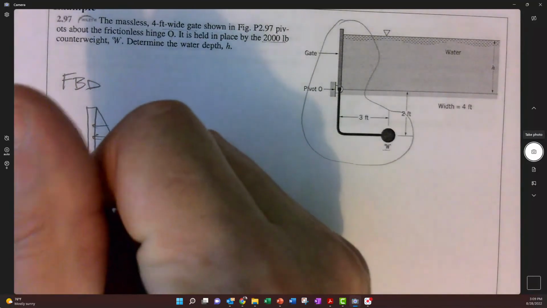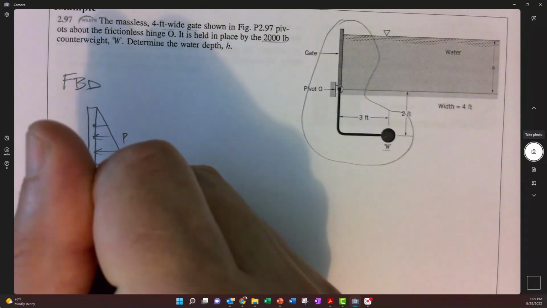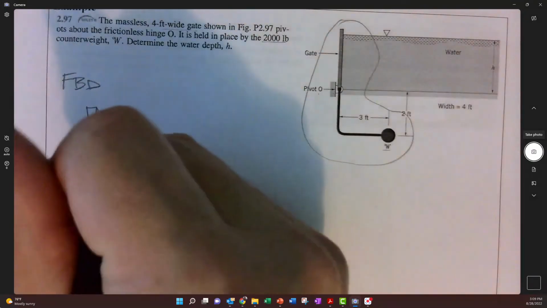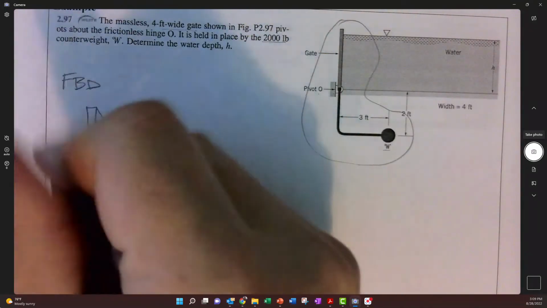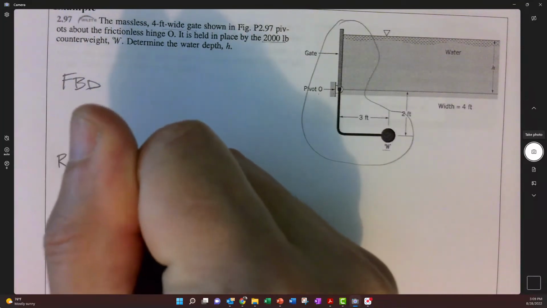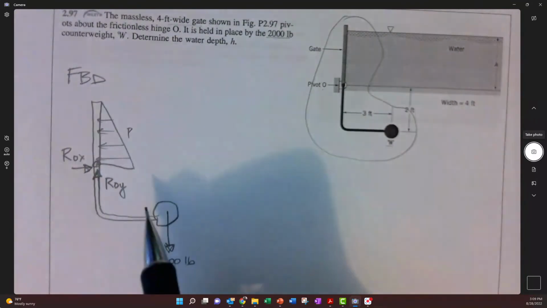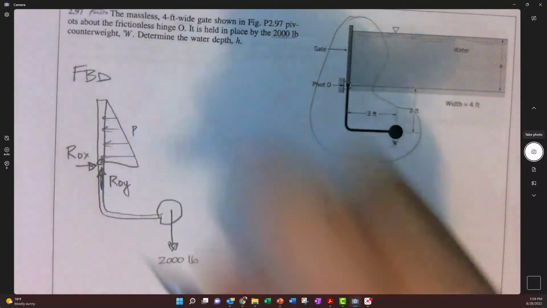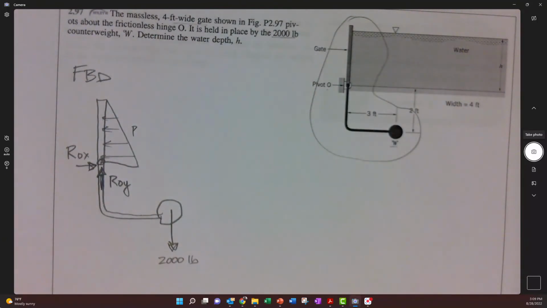Then, to be complete, we want to put the reaction forces right here. They decided to call that point O, so my reaction is going to be R_Ox, and then there's one right here that's R_Oy. That's R subscript O with a y in there, and I had to draw that a little darker so you can see the arrow.